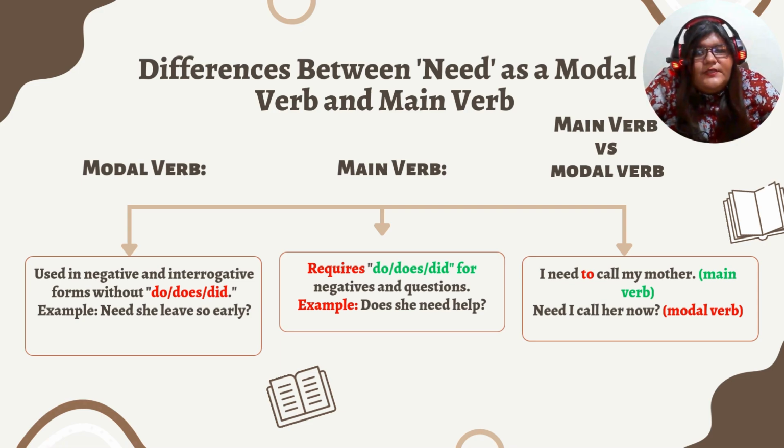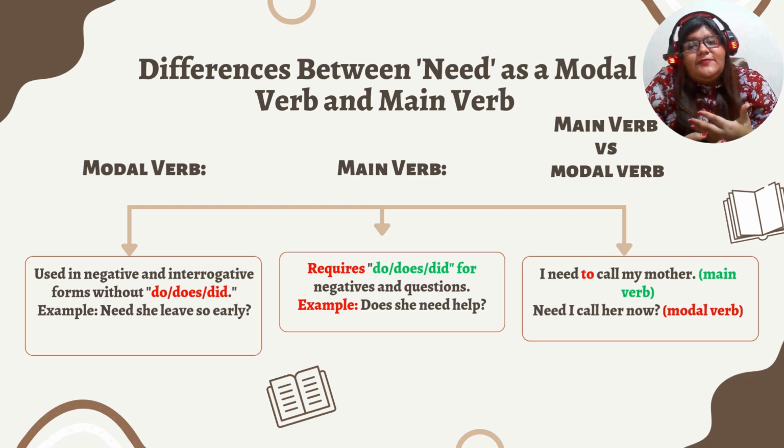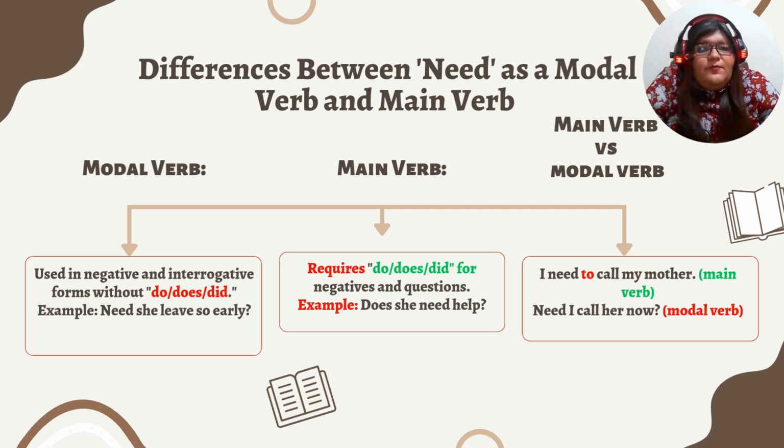Then we have the differences between need as a main verb and as a modal verb. "I need to call my mother." This means that it's a main verb. Why? Because it has the preposition to. Then we have "Need I call her now?" This is a modal verb.